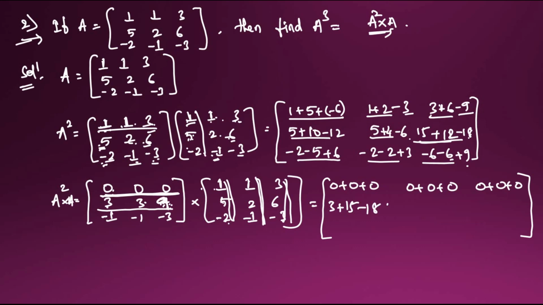Minus 18 will come here, and again 3 into 1 is 3 plus here 3 2 is 6 plus 9 1 is minus 9, and again 3 3 is 9 plus 3 6 is 18. Okay, 18 here, 9 3 is minus 27 here. Okay, this total row into these 3 columns again. So minus 1 into minus 1, and plus minus 1 into 5 is minus 5, and again minus 3 into minus 2 is plus 6 we can write. So plus 6 we can write.